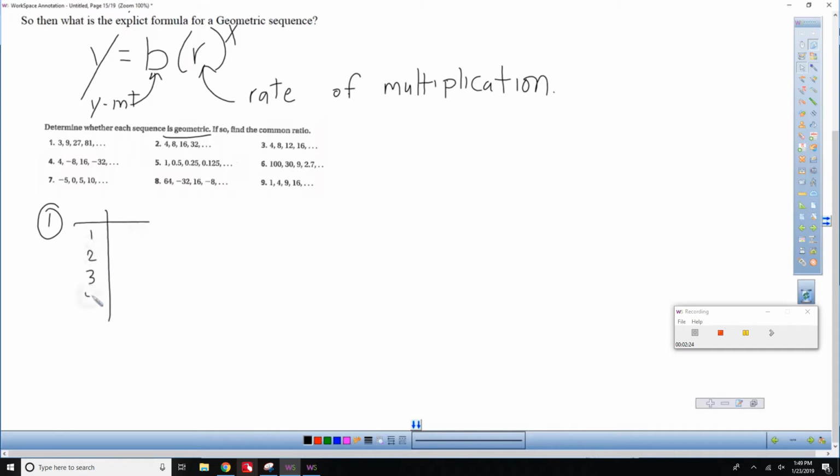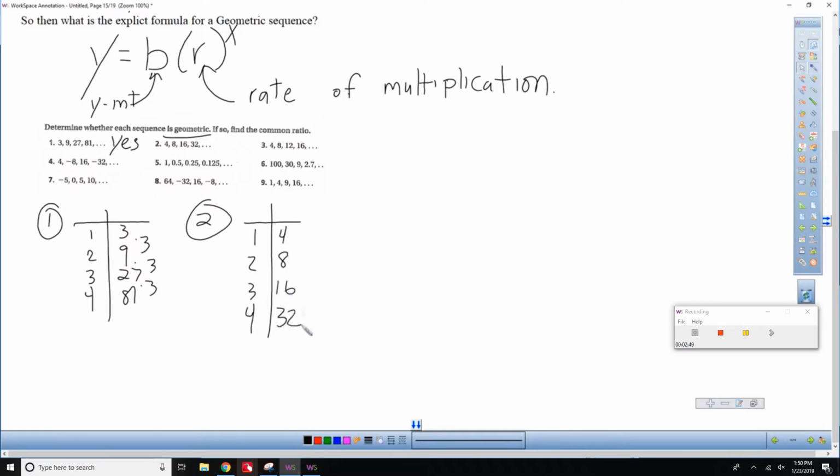The first term is 3, the second term is 9, the third term is 27, the fourth term is 81. It looks to me like we are multiplying to get from one term to the next. What are we multiplying by? 3. Is it geometric? Yes, it is. What is our common ratio? 3. Okay, number 2. I see a pattern. Times 2, times 2, times 2. Is it geometric? Yes. What's the ratio? It's 2.